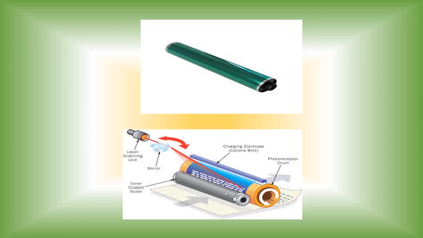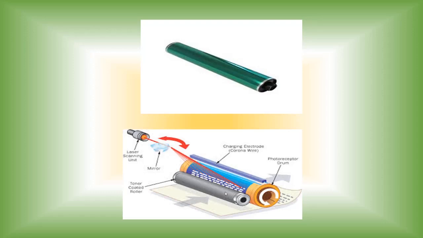So I told you two types of printers, impact and non-impact. Example for impact printer is dot matrix printer. Example for non-impact printer is inkjet printer and laser printer.